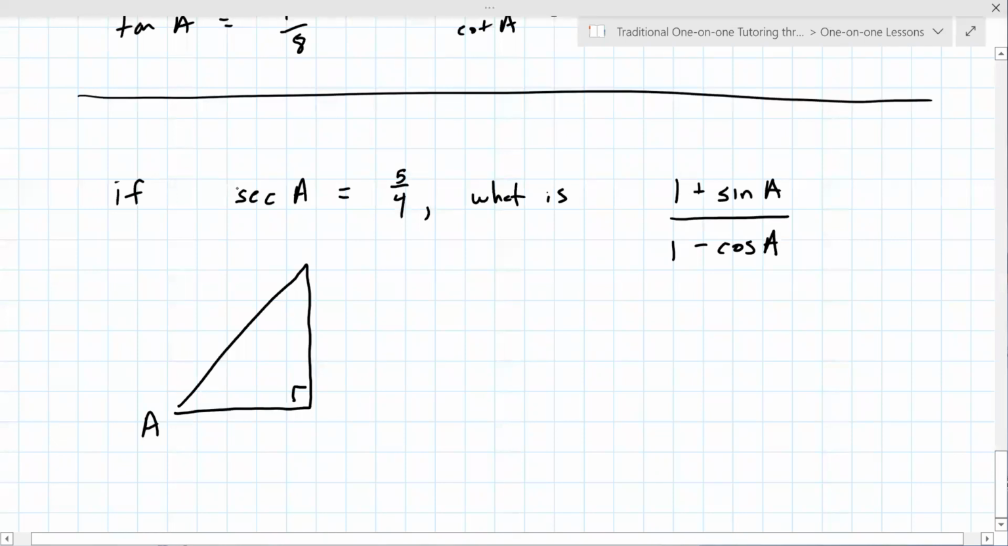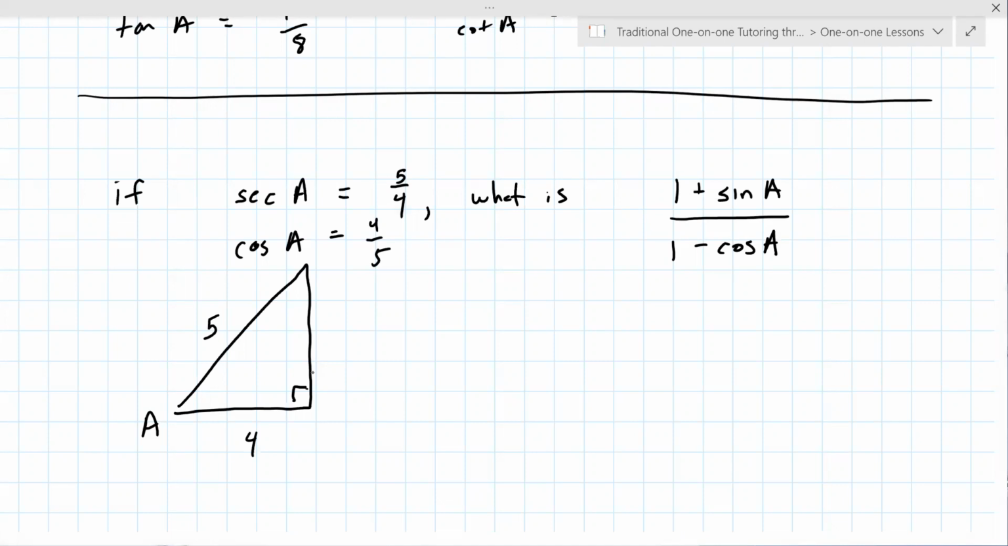You want cosine, because cosine is the reciprocal of secant. So what is the reciprocal of this? 4/5. Cosine is the adjacent over the hypotenuse. What is this other side here? 3. Okay.